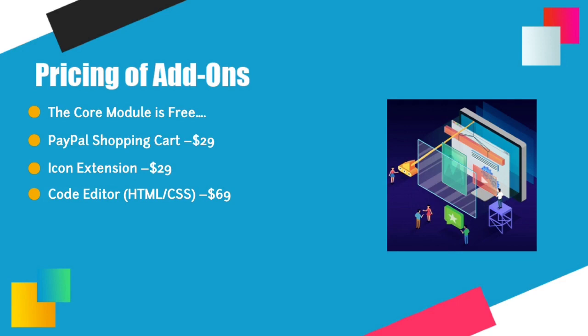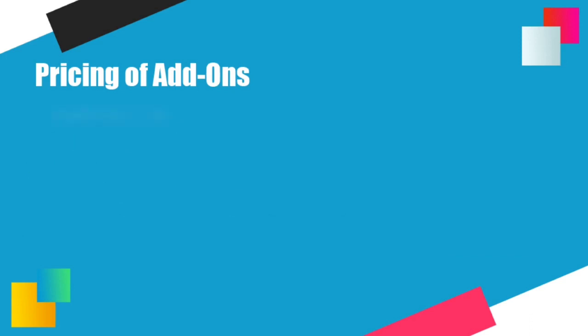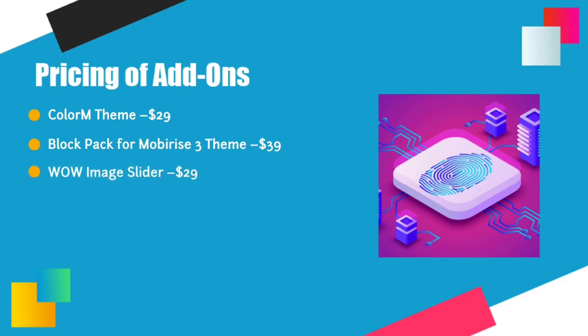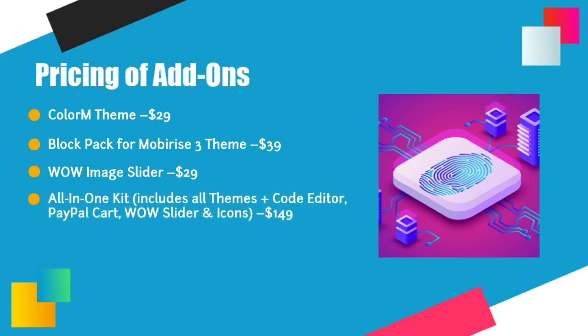There's a code editor. There are some other themes that they give you, DirectM, SpaceM, ColorM, other things like that. Then they've got a block of 3, and then they give you an image slider. So again, all of these things are extra. You don't have to have them, and you're going to see that here with MobiRise. And if you want to get everything all together, it's $149. You get the code editor, PayPal cart, wow slider, and all the other stuff. So that's all about the cost. If you're going to pay, you could pay $149, and that would do it.